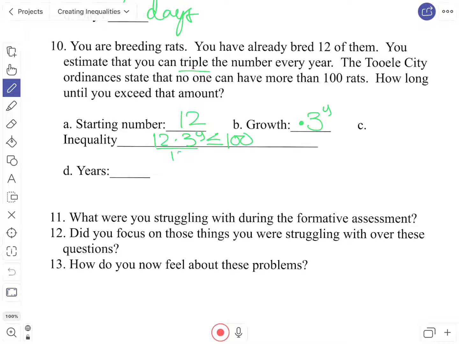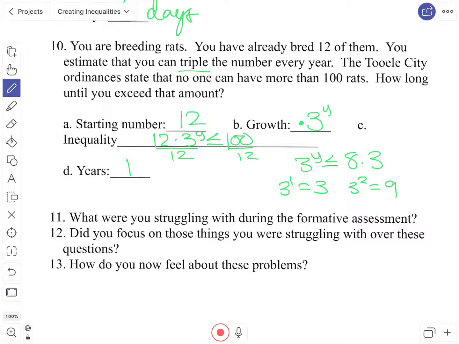Again, kind of similar to what we did before. We could divide by 12, and then we're going to have to kind of guess. So 100 divided by 12 would be about 8.3. If we count by 3s, 3 to the first would equal 3. 3 squared would equal 9. So already into year 2, we're going to have too many. So really, we could only breed them for a year and like a half, probably.